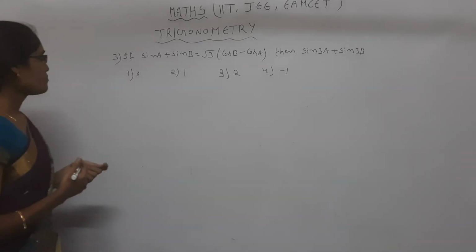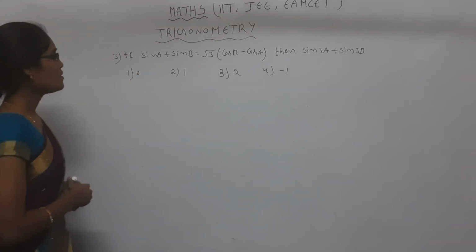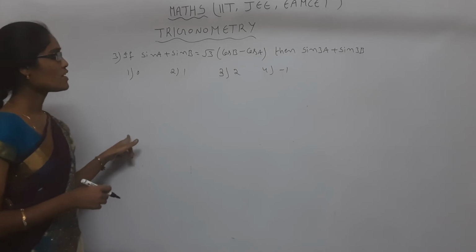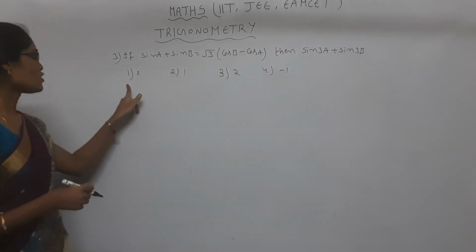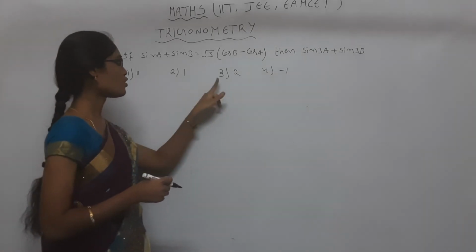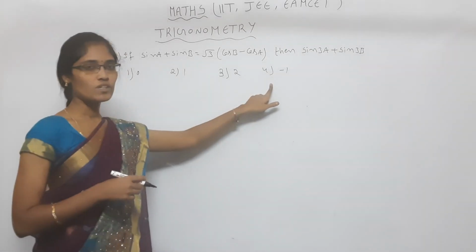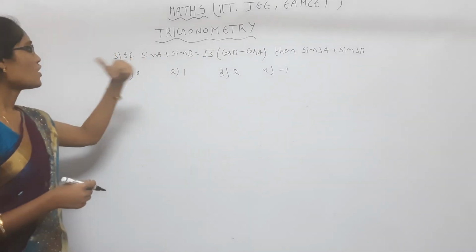See my next sum. Here sin a plus sin b is equal to root 3 into cos b minus cos a. Find the value of sin 3a plus sin 3b. The first option is 0, the second option is 1, the third option is 2, and the fourth option is minus 1. See here, how can you solve this one?